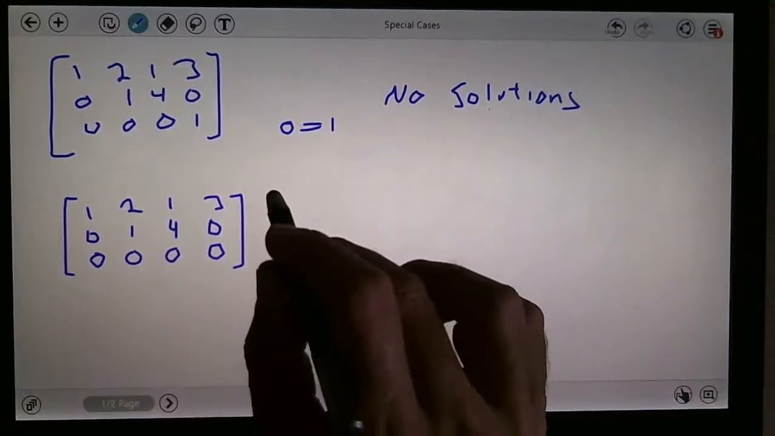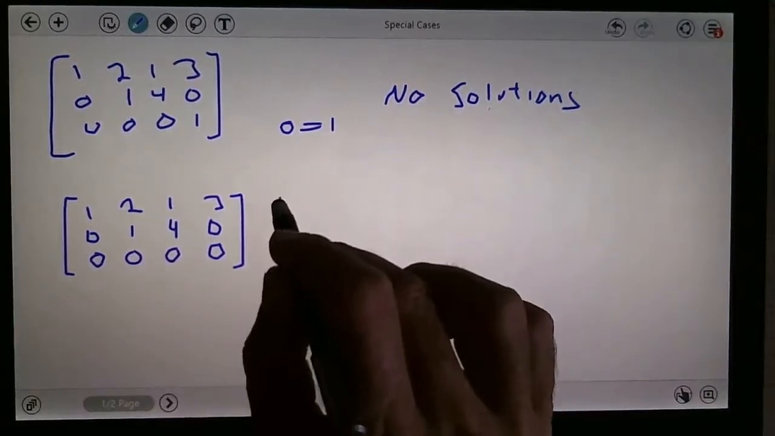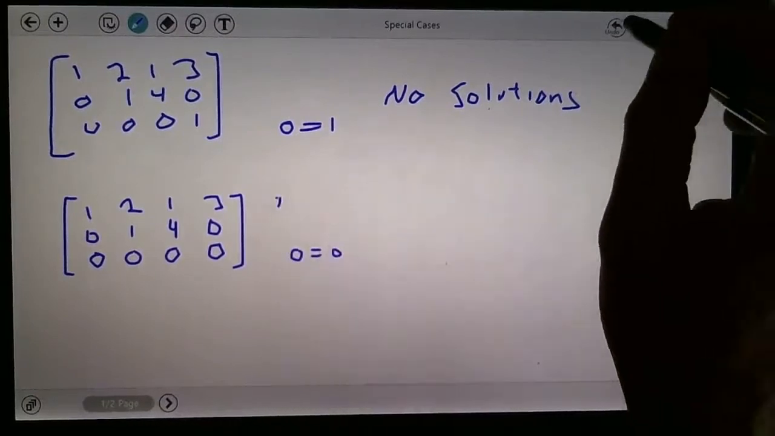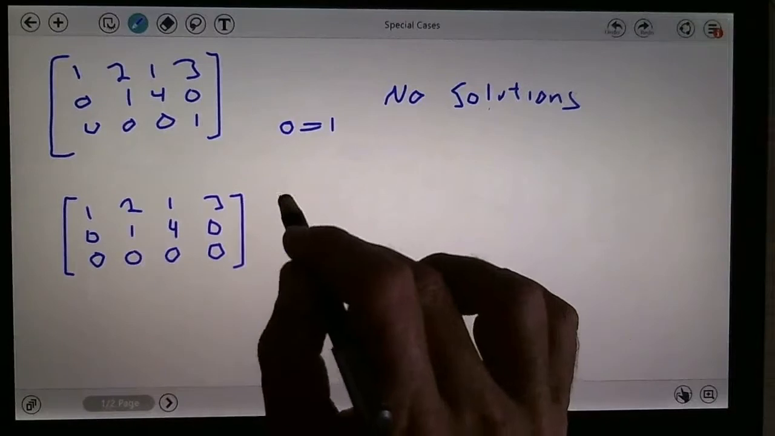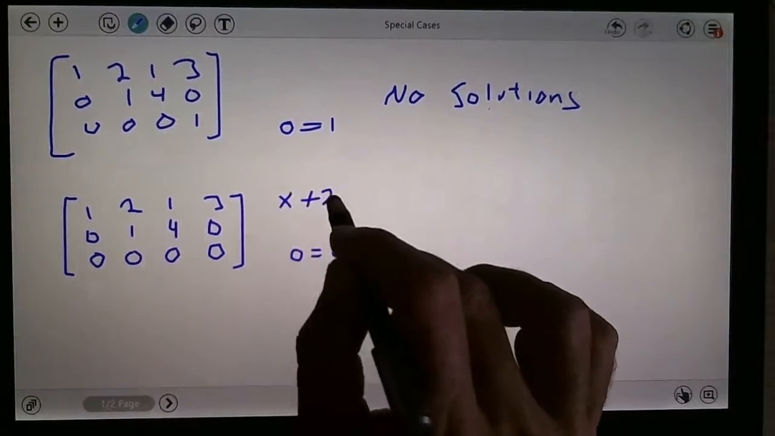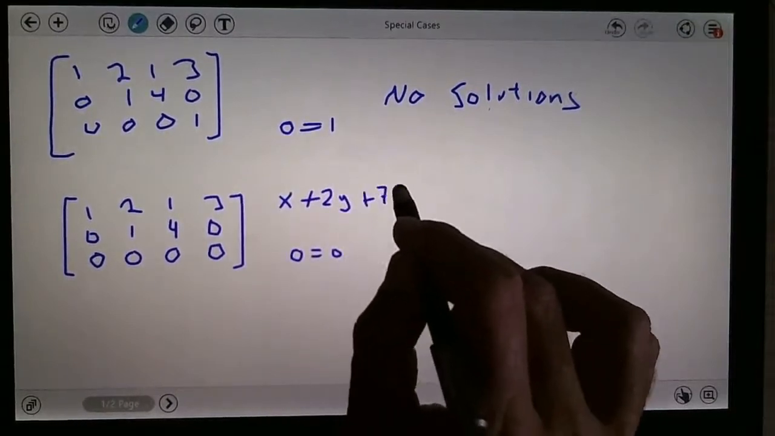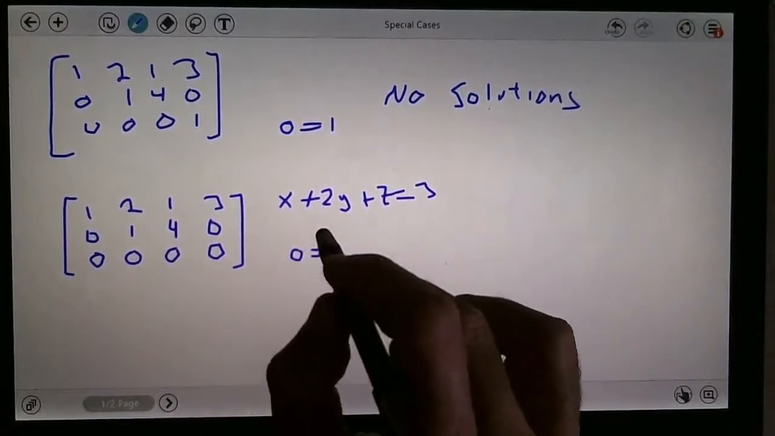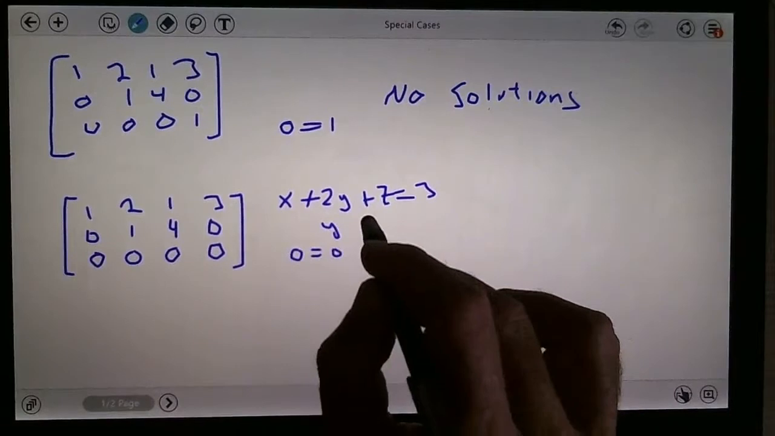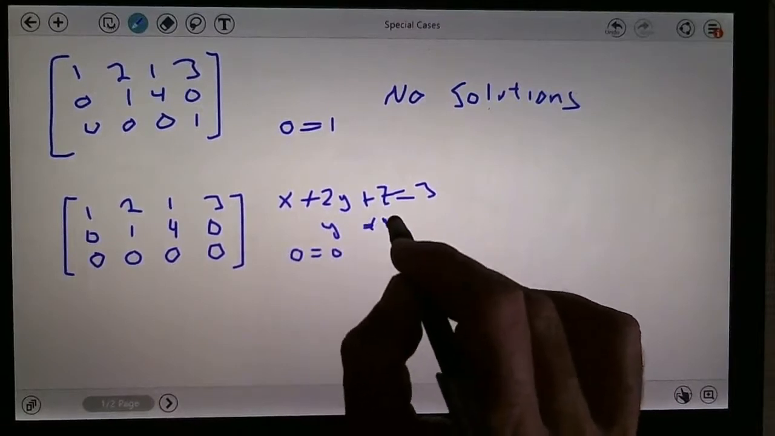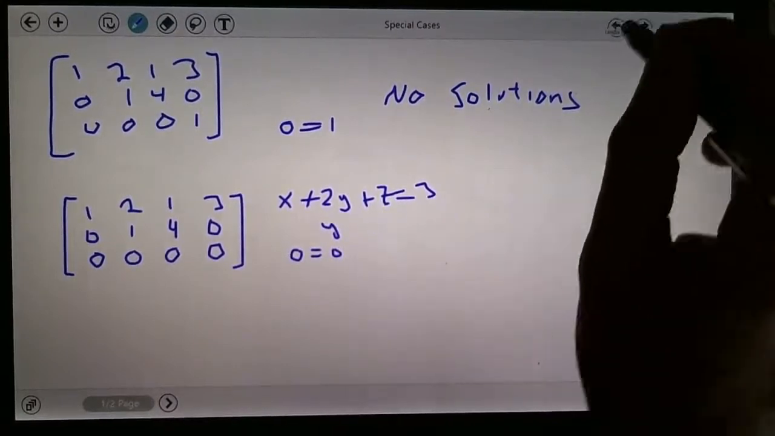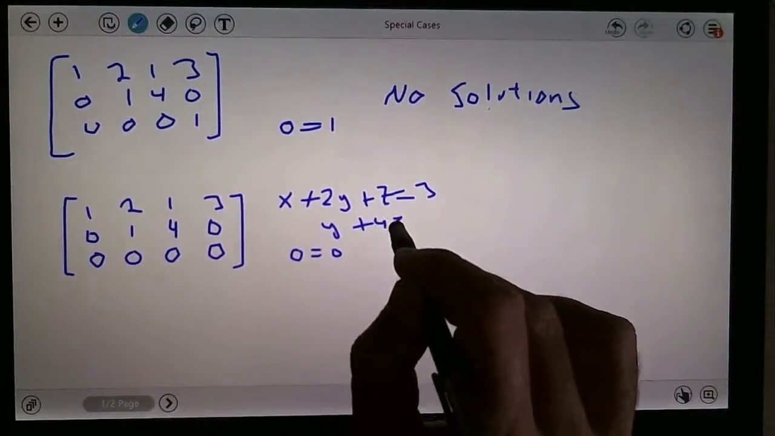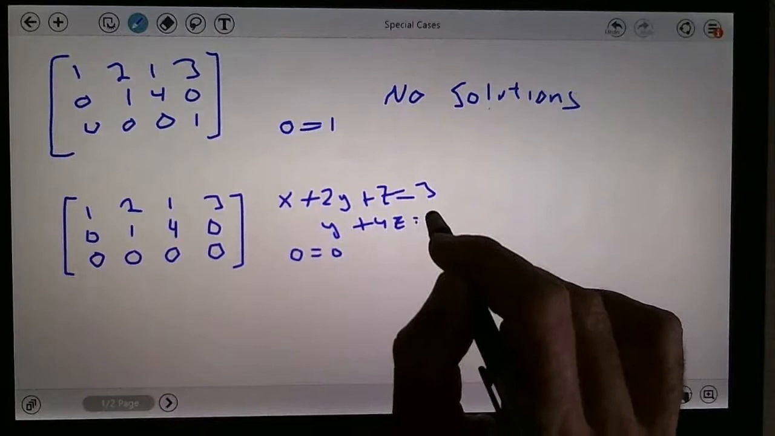So what are we looking at? I've got x plus 2y plus z equals 3. And I have y plus 4z equals 0.